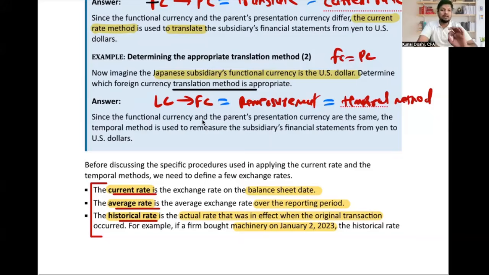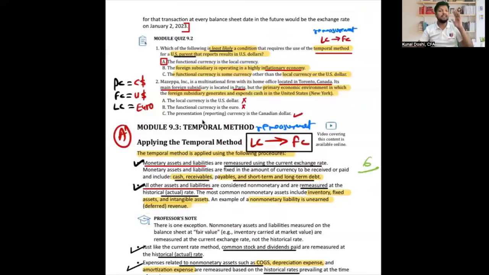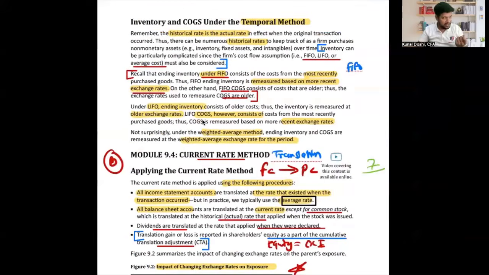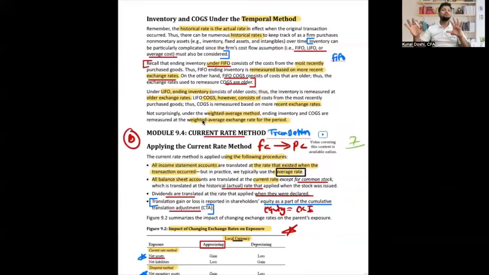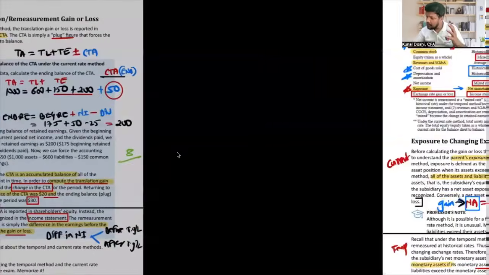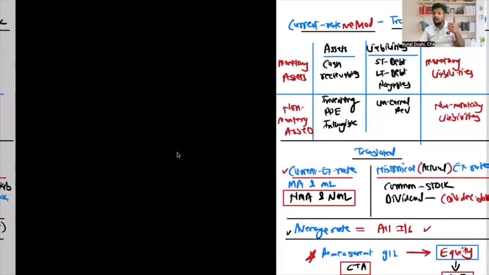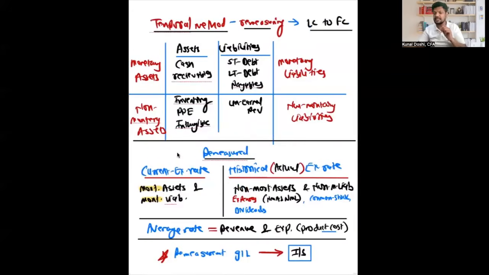Remember, the temporal method is what we use whenever we are remeasuring from LC to FC. That is the first step. And the other method, the current rate method, we use when we are translating from FC to the presentation currency. Now, the difference in treatment is majorly on the balance sheet, that is of assets and liabilities. If we want to see directly what the difference is, we summarized everything, and that is out here as well as in our formula notes, where we did the temporal method and current rate method differentiation. So we will discuss both.